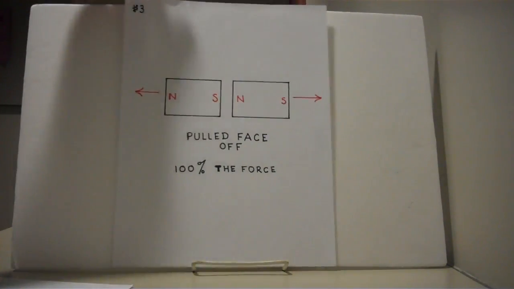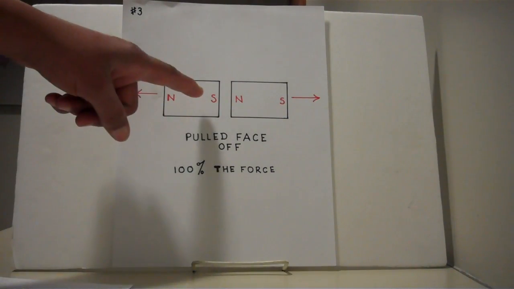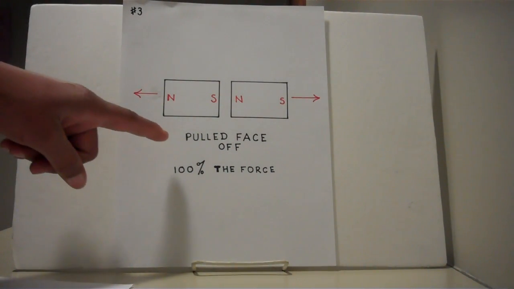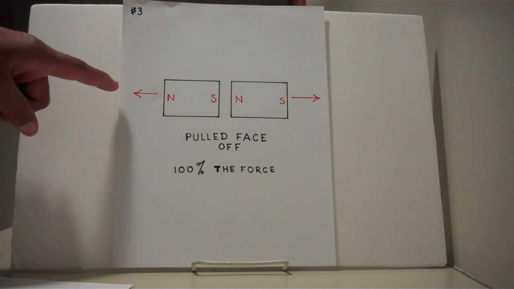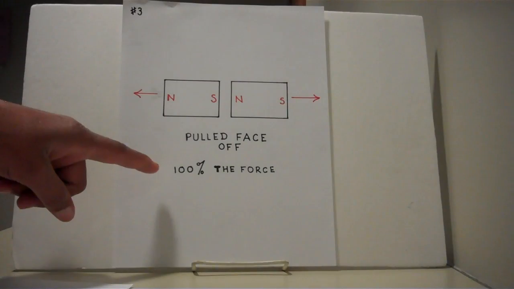Number three, when two magnets are pulled face off, that's south and north attracting, pulled face off, looking at the arrows in opposite directions, they are pulled face off. It takes 100% the force to do so.